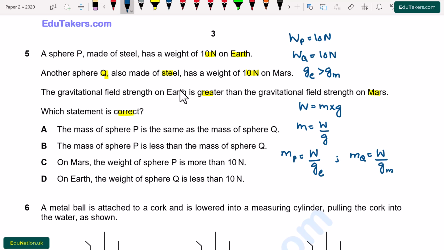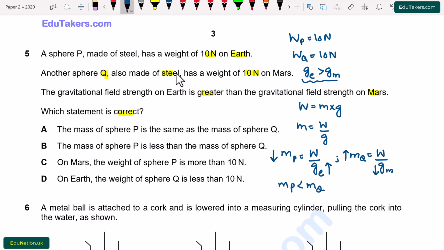It is given that the gravitational field strength on the Earth is larger. If it is larger here, then the mass will be smaller. And here the value of gravitational field strength on Mars is smaller, so the mass will be larger. It means that the mass of the sphere P is smaller as compared to the mass of the sphere Q. I write here.